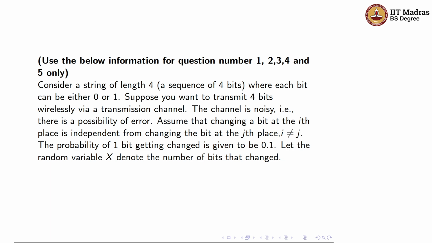Consider a string of length 4, a sequence of 4 bits where each bit can be either 0 or 1. Suppose you want to transmit 4 bits wirelessly via a transmission channel. The channel is noisy, that is, there is a possibility of error. Assume that changing a bit at the ith place is independent of changing the bit at the jth place, where i is not equal to j. The probability of one bit getting changed is given to be 0.1. Let the random variable X denote the number of bits that changed.